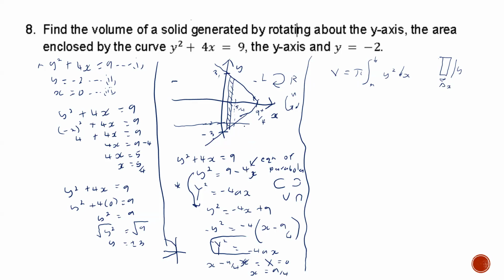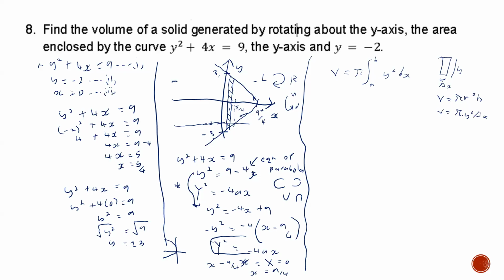Yeah, so that's what we have. And so the volume of a cylinder is pi r squared h, whereby pi obviously remains. Now this r is the y squared, and then the h is the change in x.